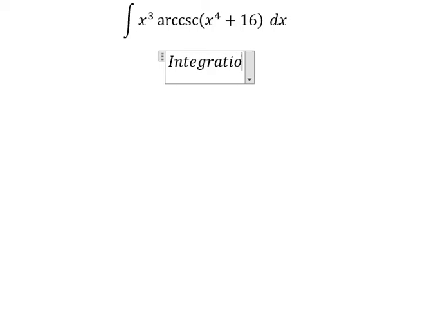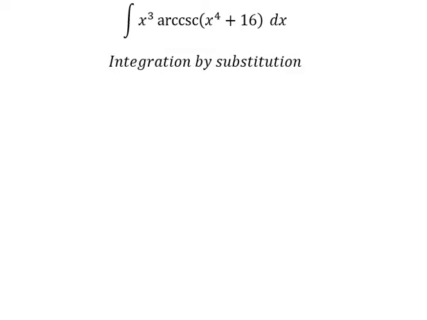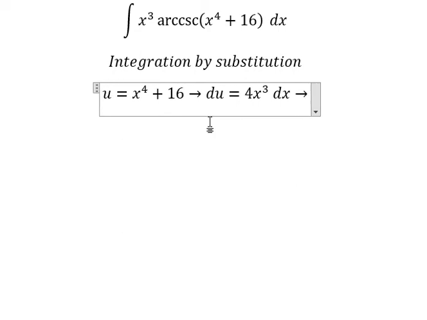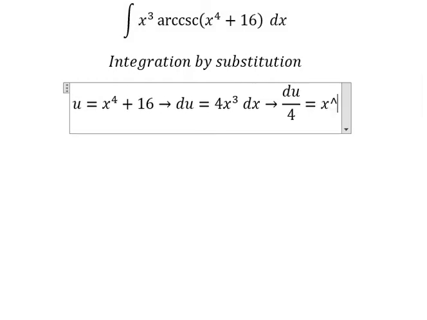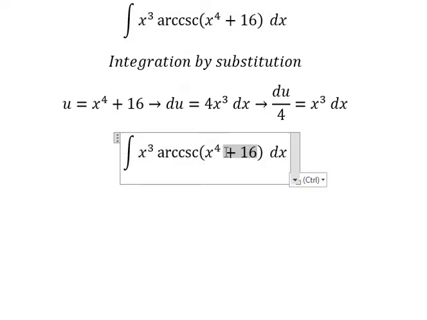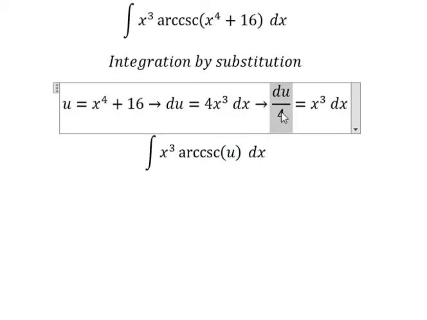We need to use integration by substitution. So I will put u equals to this one. Later we first take the derivative of both sides, and you get 4x to the power of 3 dx. Because we don't have the number 4, we need to divide both sides by 4. This one we change by u, and x to the power of 3 dx we change by this one.